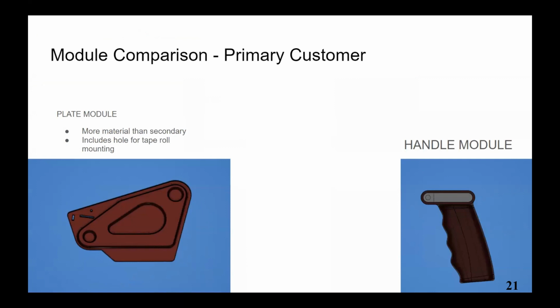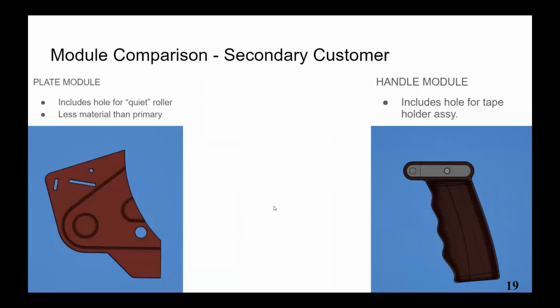So for the plate module, there is more material than the secondary customer design, and there's also an additional hole for a tape roll mounting beam. And the handle module is quite simple. It is just a flat piece of plastic. For the secondary customer, there is an additional hole for the quiet roller, and there's also less material than the primary. And for the handle module, there is an additional hole for a tape holder assembly beam, the part that holds the tape with the torsion springs.